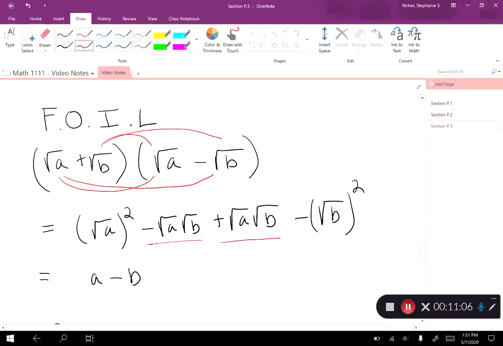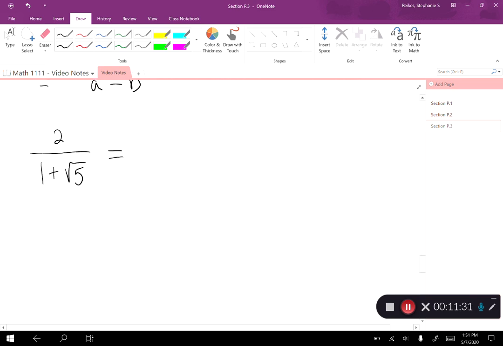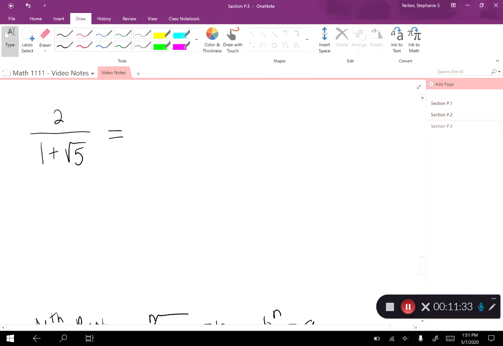And so as you can see, these two middle terms are exactly the same, except one has a minus sign and one has a positive sign. So when I add them, those two cancel out. And now square root of a squared, the square root and the square are opposites of each other, and that cancels out, and you're left with just a minus b. All right, so let's go back to that example and compute.